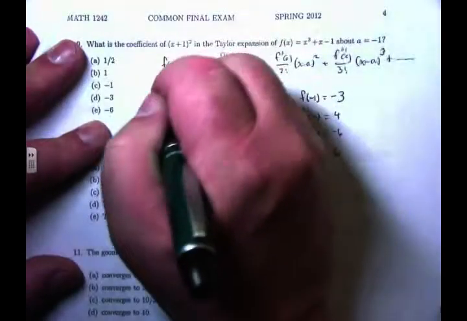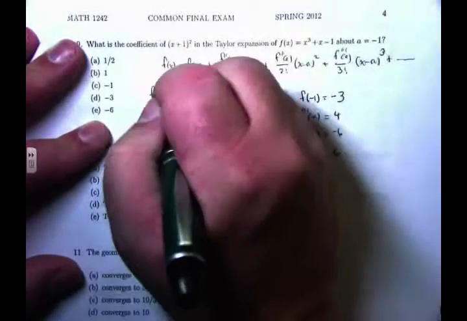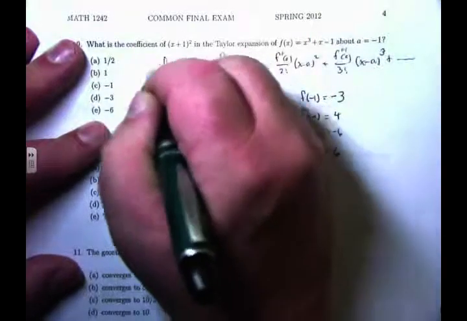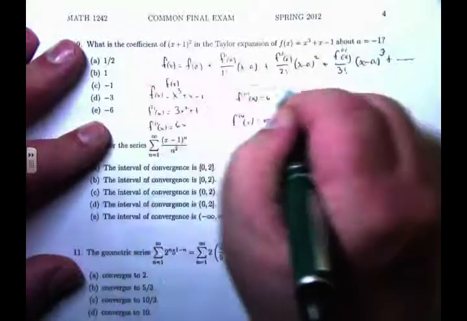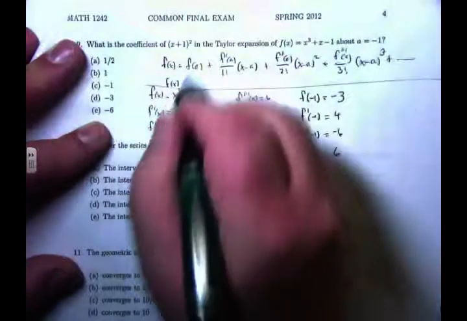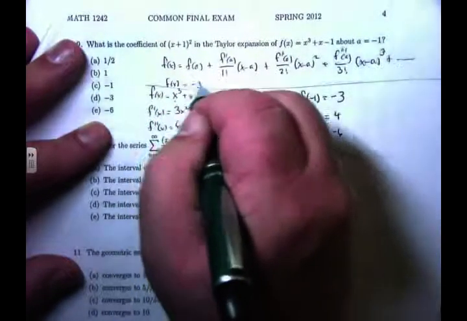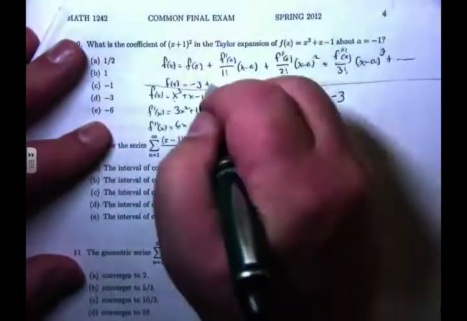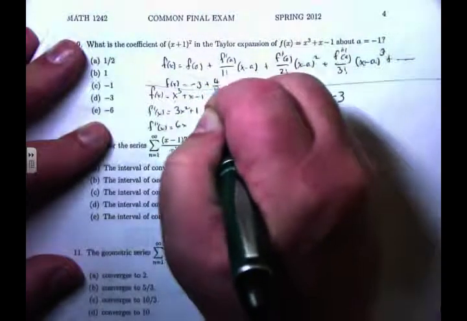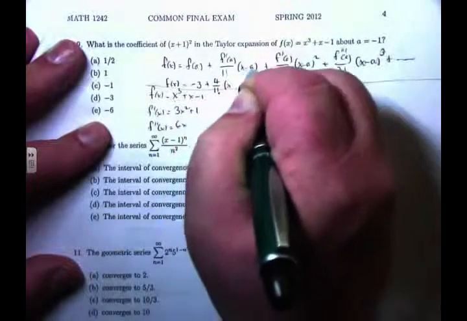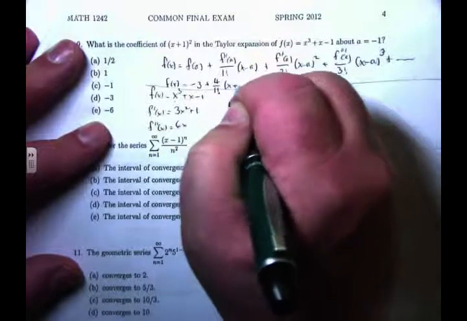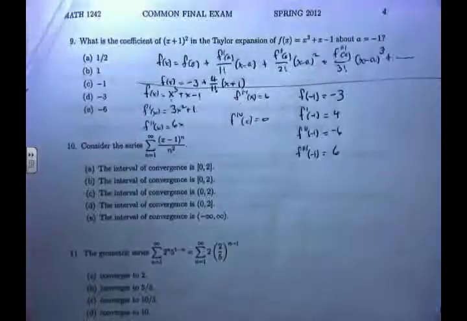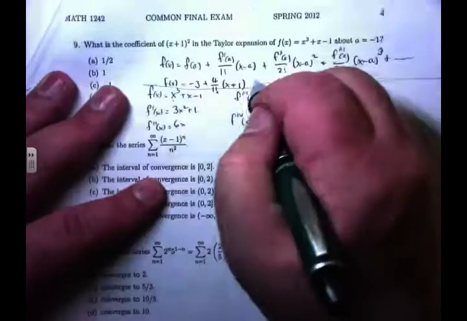So your Taylor polynomial, I'm going to try to draw it right underneath this. Your Taylor polynomial is going to be equal to f of a, which is negative 3, plus f prime of a, which is 4, over 1 factorial times x minus negative 1. X minus a, minus a negative is a plus. That's where your x plus 1 comes from.